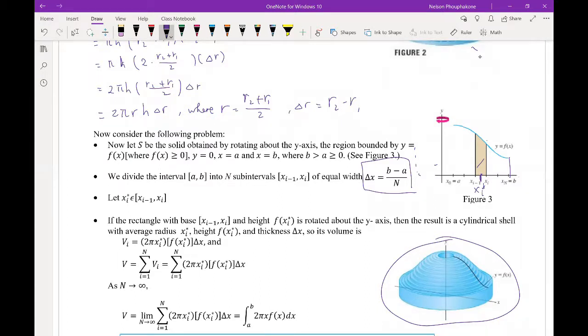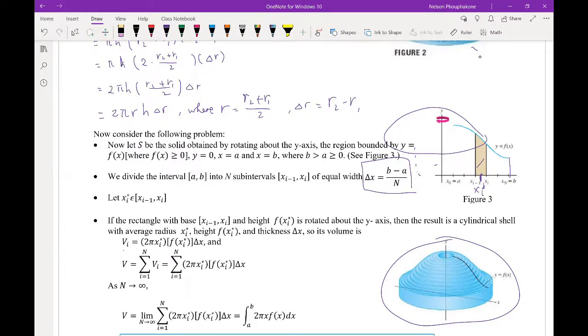Okay. And now, if the rectangle with base from x sub i minus 1 to x sub i, and the height is f of x sub i star, is rotated about the y-axis. Okay. Then the result is a cylindrical shell with the average radius x sub i, the height is f of x sub i star, and the thickness is delta x. Okay. Then in this case right here, based on what we have, we could actually have v sub i is 2 pi x sub i star.